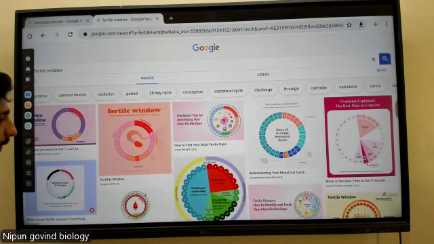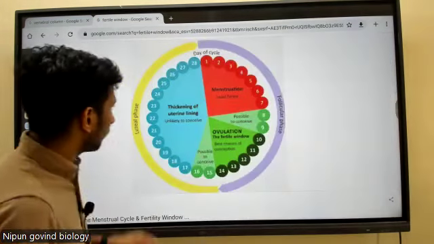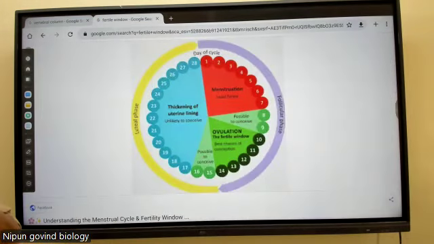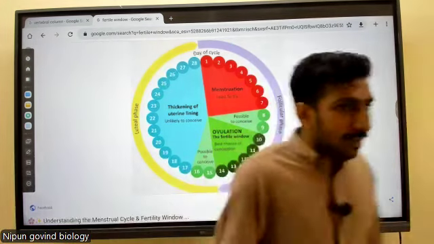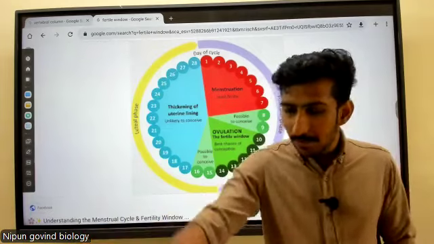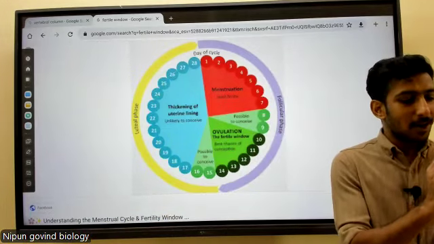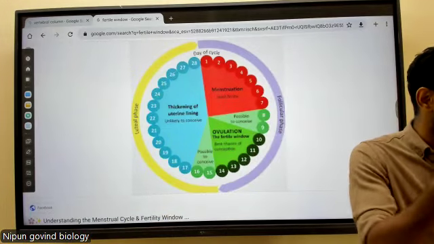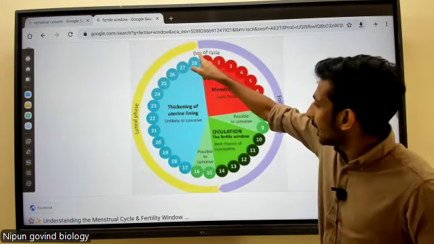Okay, look here. This is actually the menstrual cycle. See, you know how to count the menstrual cycle. The first day of menstrual bleeding, the first day blood comes. Okay, the first day of menstrual bleeding is this.